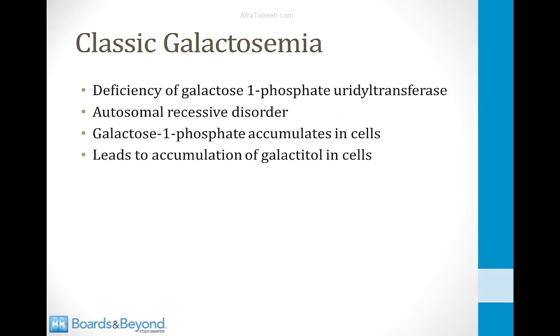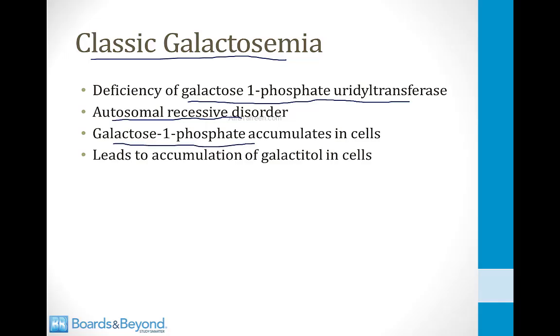Just like in fructose metabolism, there are two disorders of galactose metabolism that you should know for step one. The first one is called classic galactosemia. This is a deficiency of galactose 1-phosphate uridyl transferase, the GALT enzyme. It's an autosomal recessive disorder, and as a result of deficiency of this enzyme, galactose 1-phosphate accumulates in cells, and it also leads to accumulation of a substance called galactitol that we'll talk about in a second.